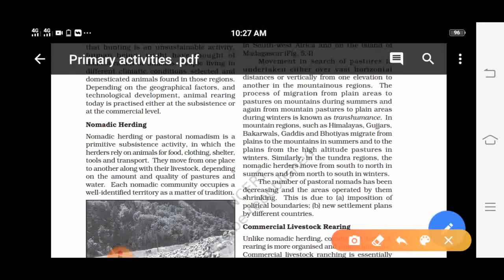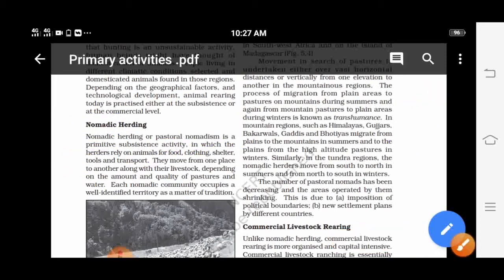Now, who are nomads? Nomads are people who move from one place to another place along with their cattle. Okay, very simple. So that form of activity is known as nomadic herding, or it is also known as pastoral nomadism. Now, nomadic herding or pastoralism is a type of primitive subsistence activity. Primitive, why primitive? Because they generally use old technology, and this has been done from a very ancient period of time. Why subsistence? Because nomadic herding is done only for your own survival, for your food, for your clothing, for your shelter, tools and transport.